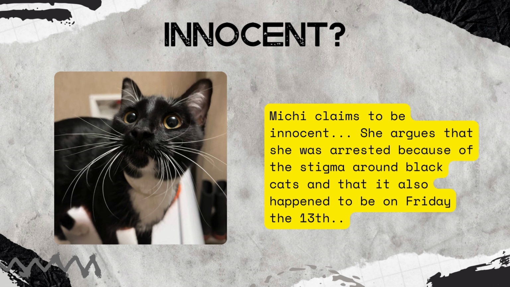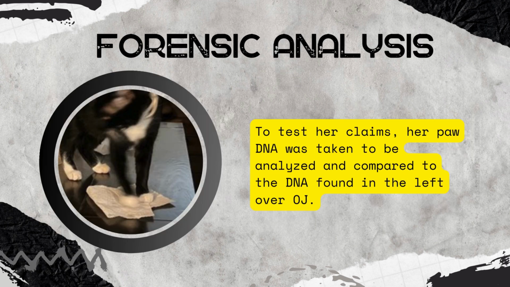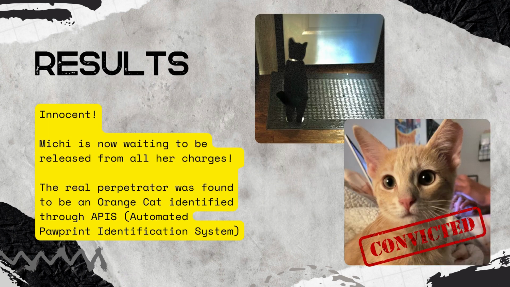In order to test these claims, the detectives turned this case over to forensic experts. These forensic experts then performed forensic analysis, and her paw DNA was taken to be analyzed and compared to the DNA found in the leftover orange juice. And as a result, she is proven to be innocent. Michi is now waiting to be released from all her charges, and the real perpetrator ended up being an orange cat identified through the APIS, Automated Paw Print Identification System.